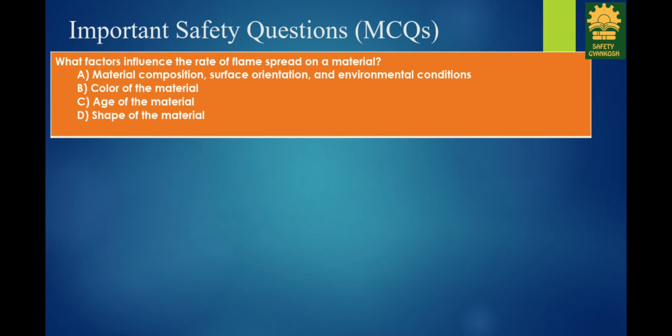What factors influence the rate of flame spread on a material? A. Material composition, surface orientation and environmental conditions. B. Color of the material. C. Age of the material. D. Shape of the material.